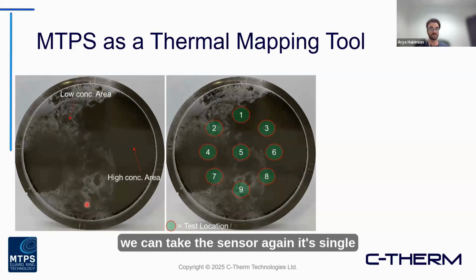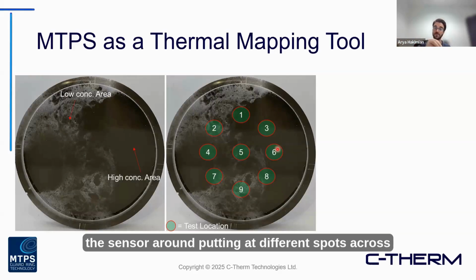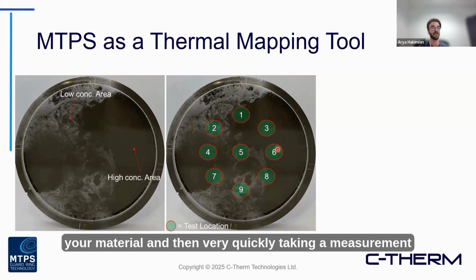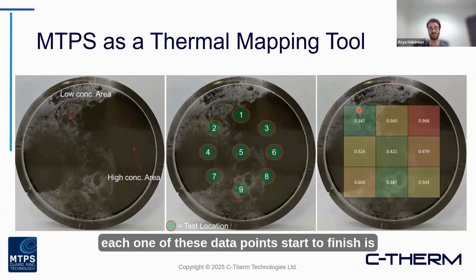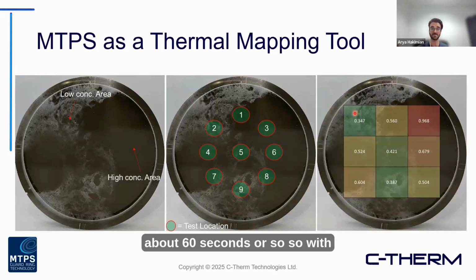With the MTPS, we can take the sensor, which is single-sided, and place it at these discrete locations. This is basically moving the sensor around, putting it at different spots across your material, and then very quickly taking a measurement. Each one of these data points, start to finish, is about 60 seconds or so.